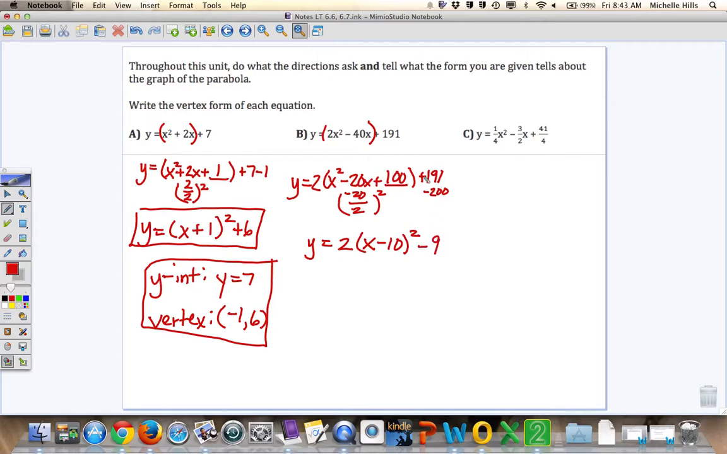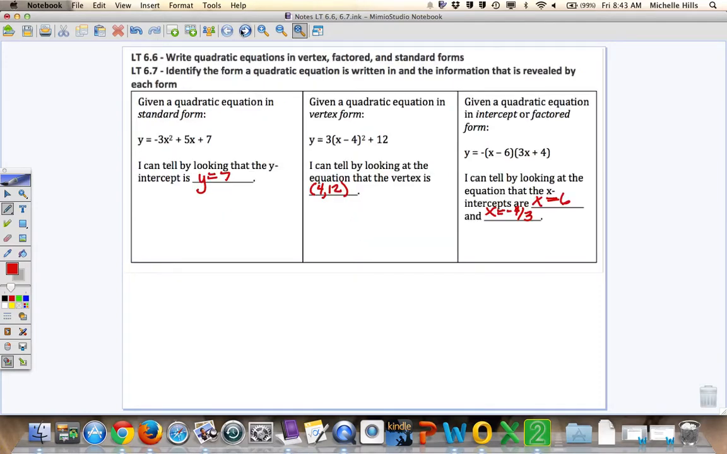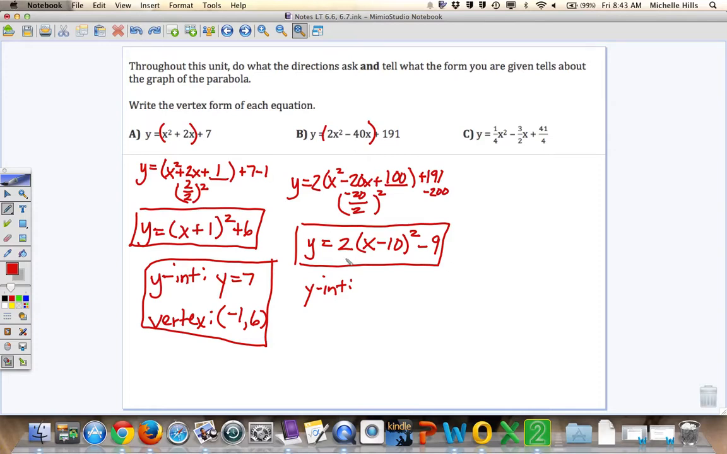So minus 9, because I take my positive 191 and subtract 200 from it. Think about how you've changed the value of that side of the equation and adjust it out at the end. I know from the original equation that the y-intercept is at either the point (0, 191), or y equals 191 is also acceptable. And because I've changed it to vertex form, I know that the vertex is at positive 10, negative 9.